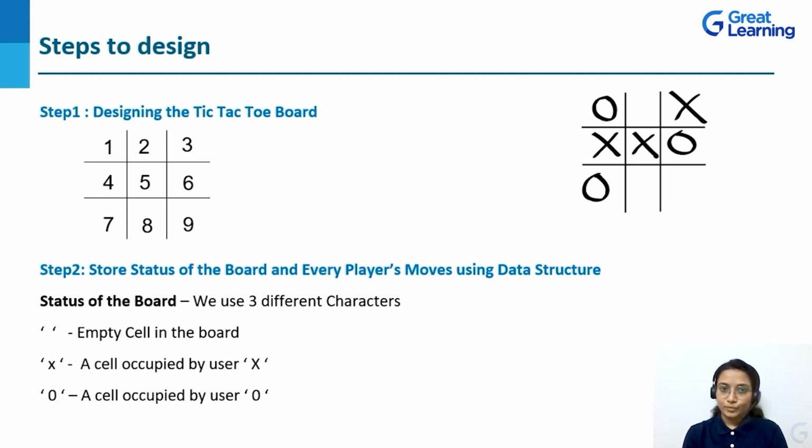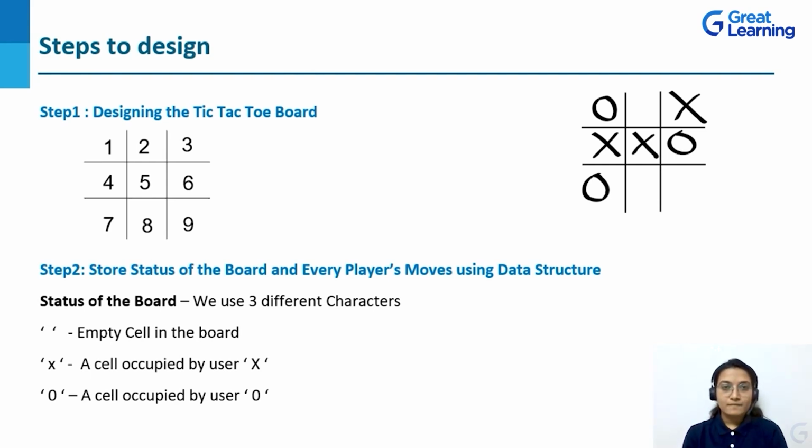Designing the tic-tac-toe board. We have to design this particular board in order to place the characters inside. Right? The platform should be made ready. 3 cross 3 is the format, that is 3 rows and 3 columns. The numbering of the cells goes from the left top corner. That is, 1 starts from the left top corner and 9 ends at the right bottom corner. So this is the format we follow.